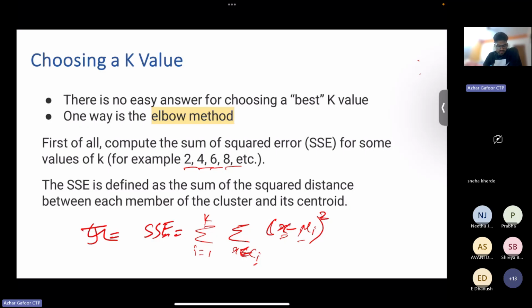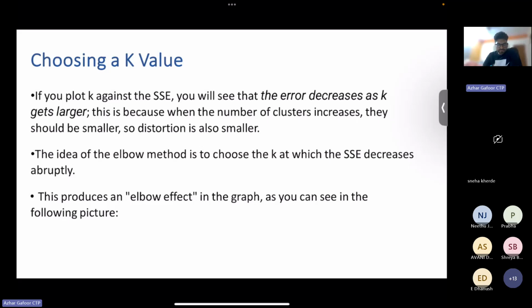Now, if you plot this SSE against k, we can see that the error decreases as k gets larger. That's for sure, right? So let's say you have 3 data points, and if we choose only one centroid, it will be somewhere here. So if you choose one centroid, the distances are higher.